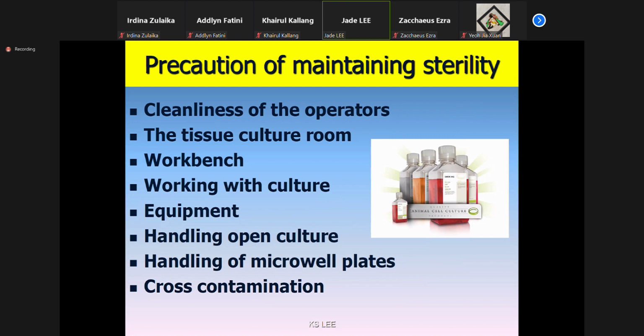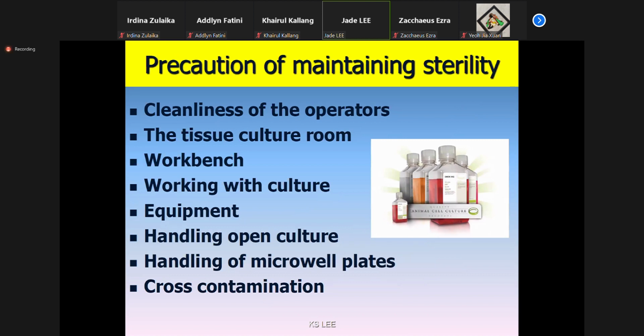First is the cleanliness of the operators. You yourself need to be very clean. The tissue culture room also needs to be clean. This is very general. Okay, like the workbench you're working on, your equipment has to be clean, handling the open culture, handling the microwell plate, and cross-contamination. These are very, very common, general knowledge.